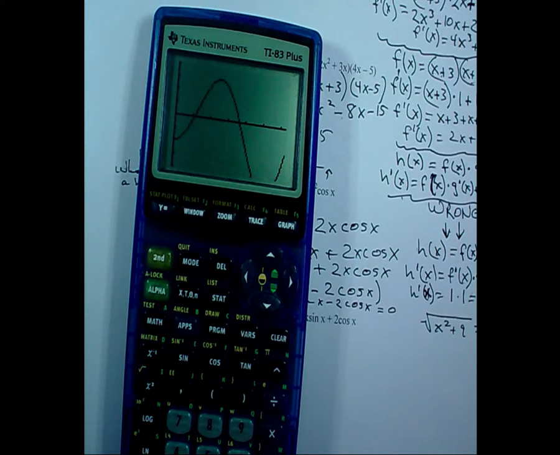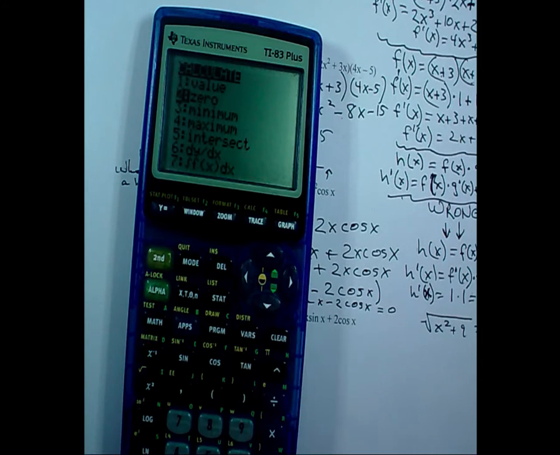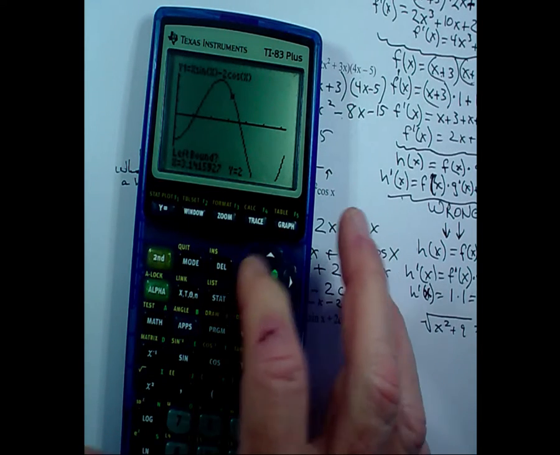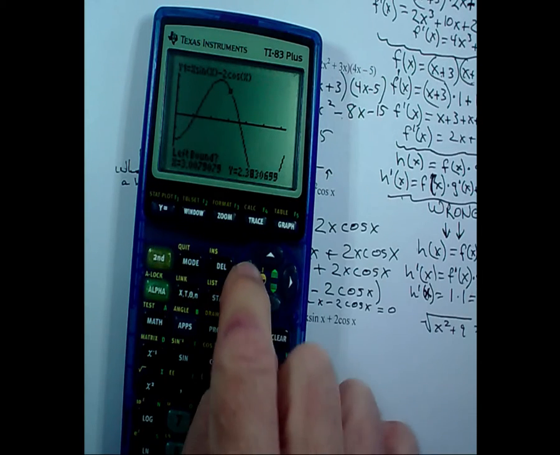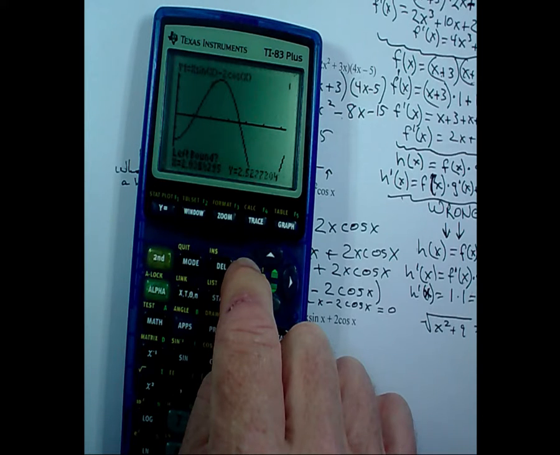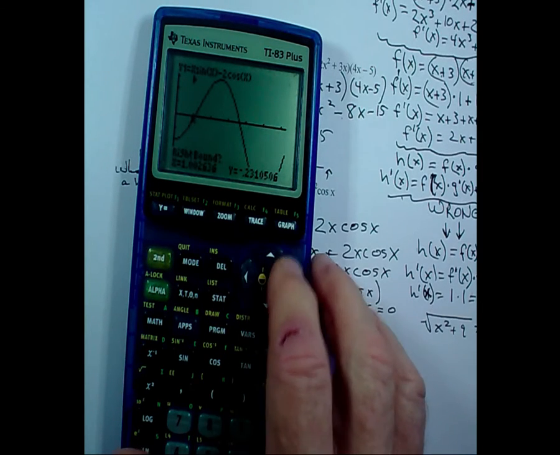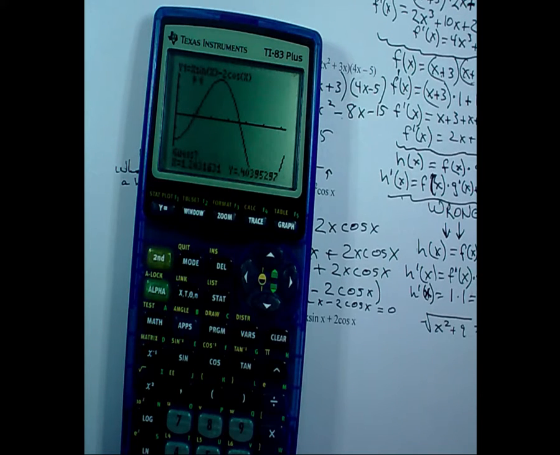Correct? Am I right? So then you go second calc. You go to 0. Let's say I want to figure out this spot here. I'm going to go to the left of that. Press enter, go to the right of it, press enter, enter, and I come up with 1.076874. Does that look correct, TI people?